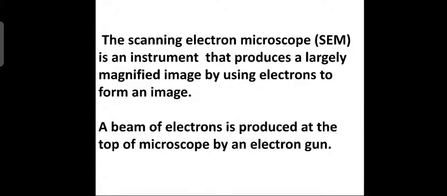Next slide. The scanning electron microscope, that is SEM, is an instrument that produces largely magnified images by using electrons to form an image. By making use of electrons, we can produce what? A magnified image of the sample. So, this is a very important method. A beam of electrons is produced at the top of the microscope by an electron gun. How is a beam of electrons produced? At the top of the microscope there is an electron gun which produces a beam of electrons.